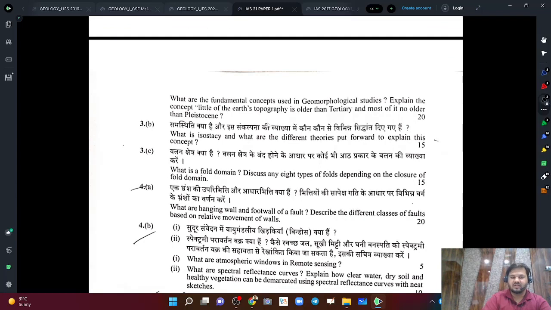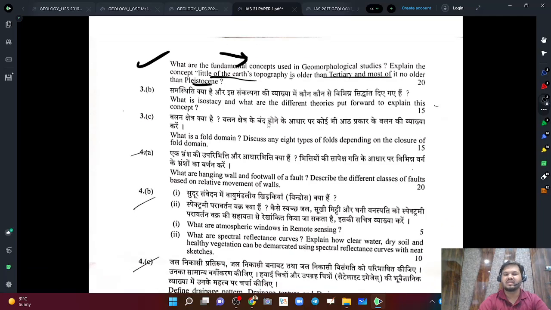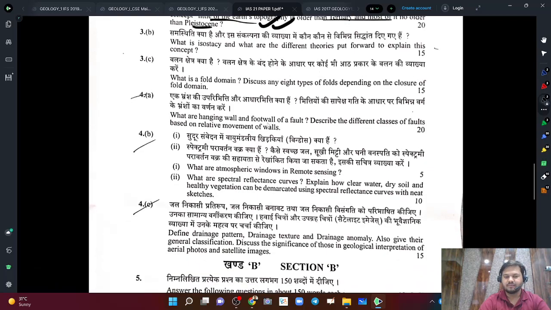And then see this is a conceptual question. So what are the fundamental concepts, right? And explain the concept, something they have given a line, and then they want us to explain, right? So this is very easy. This was directly from my class notes, right? This question came directly from handwritten notes.